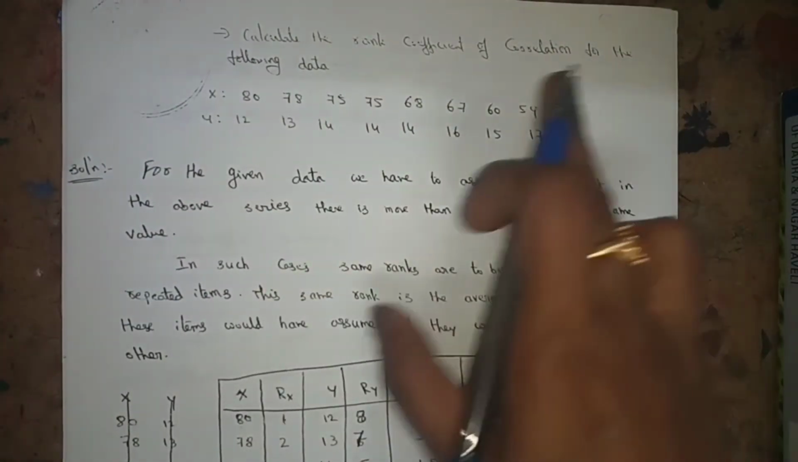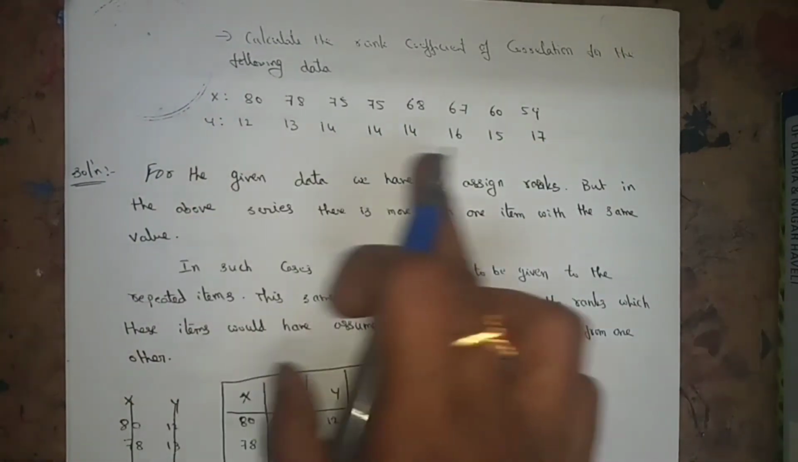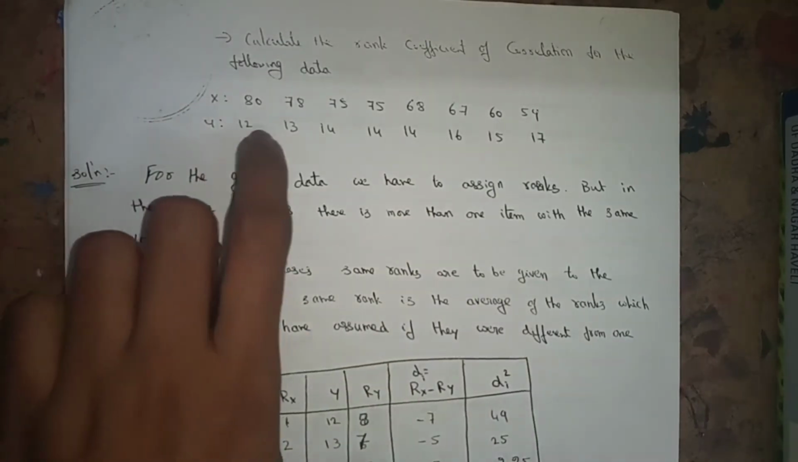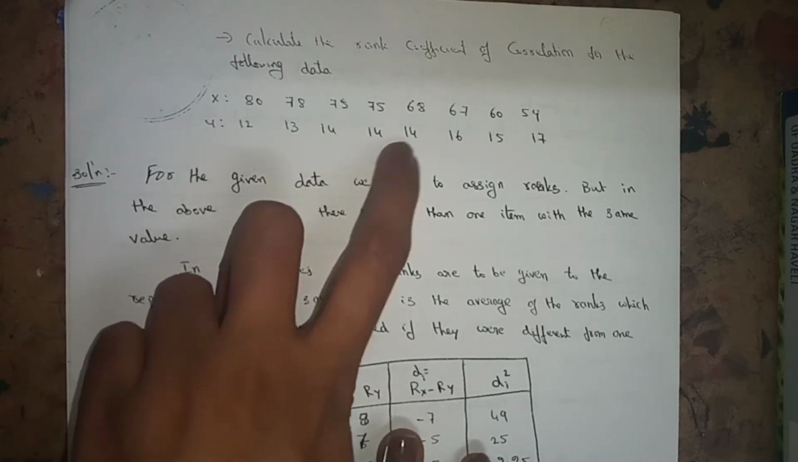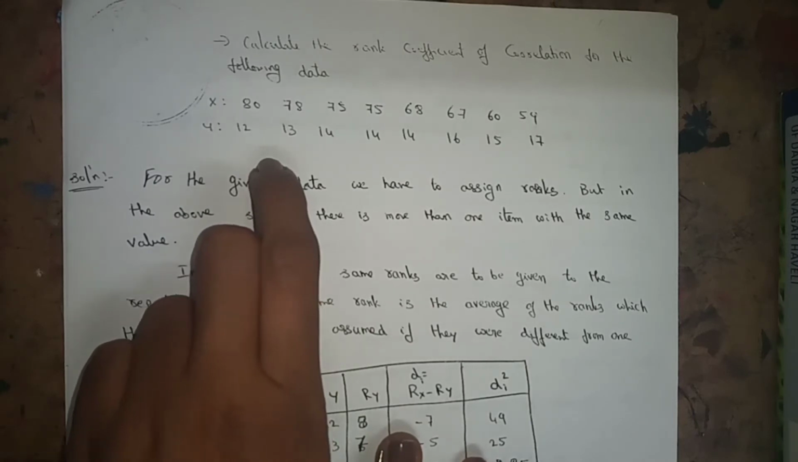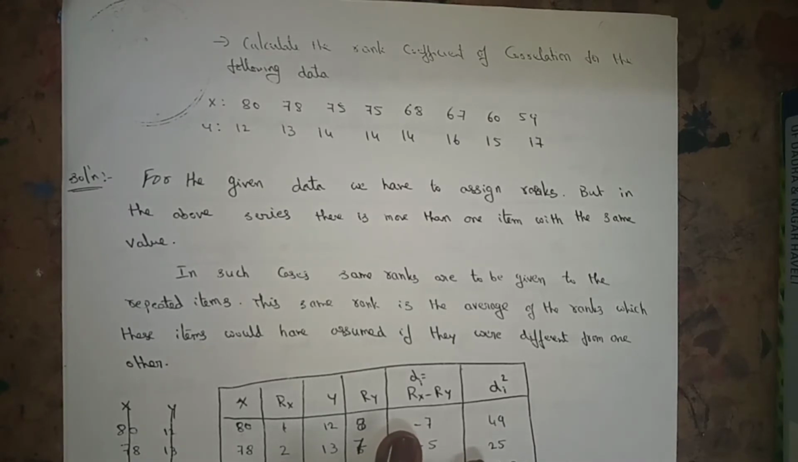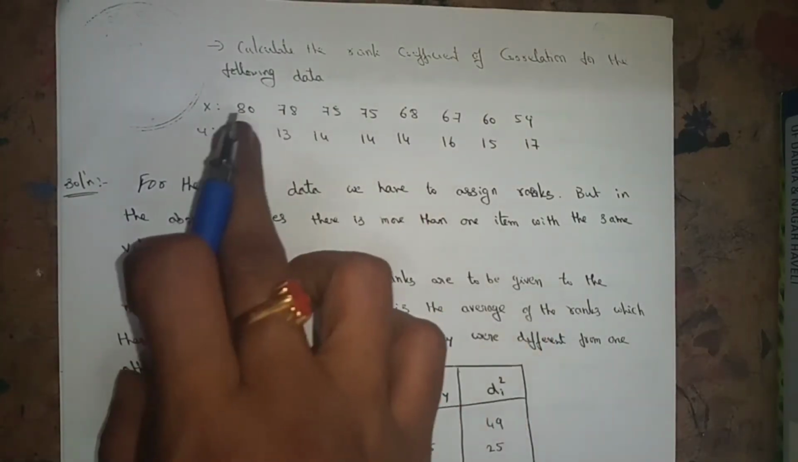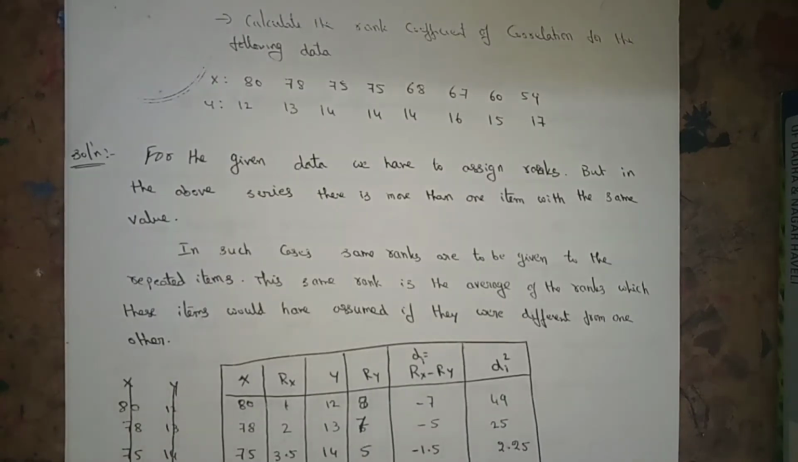Calculate the rank correlation coefficient for the following data. X data, Y data: complete X data is given like this, Y data is given like this. If you observe the X data, 75 is repeated two times, 14 is repeated 3 times. Like that, a few values are repeated. Observe the data carefully. Now 14 in Y is repeated thrice, 75 repeated twice. That means repeated data is given, so you will get repeated ranks. Whenever repeated or equal values are there, we have to use the second formula.